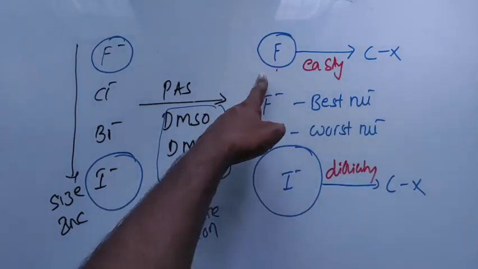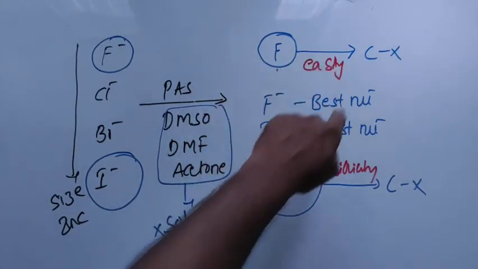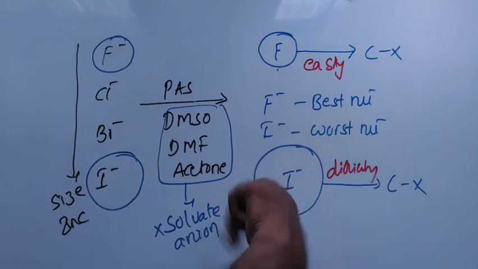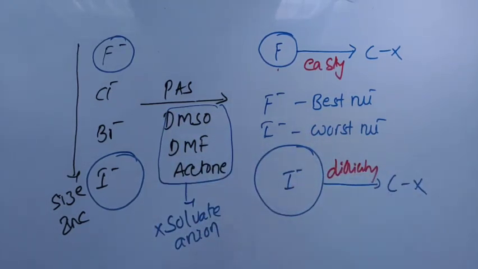Therefore, because of the smallest size of the fluoride ion, it keeps the electron density easily in the pocket of carbon. Because of the larger size, iodide cannot keep the electron density in the pocket of carbon. So this is the summary of nucleophilicity down the group.